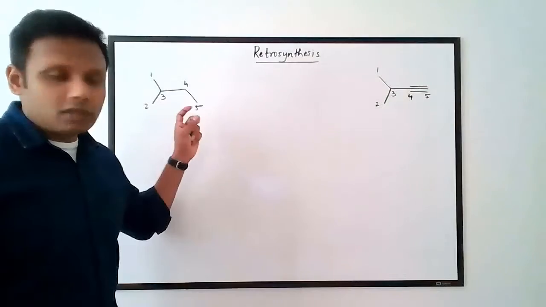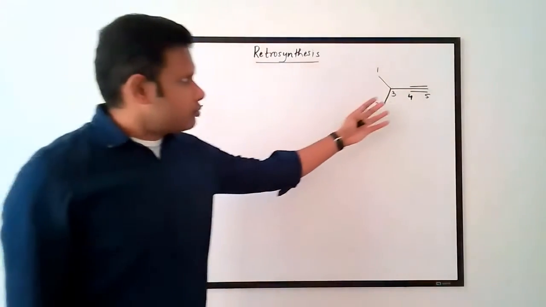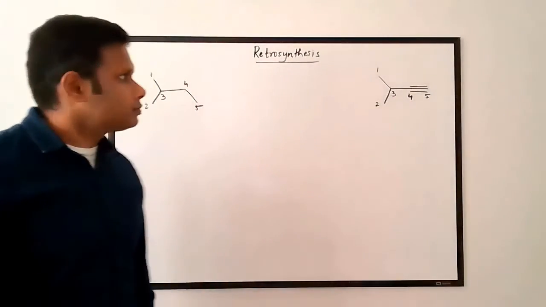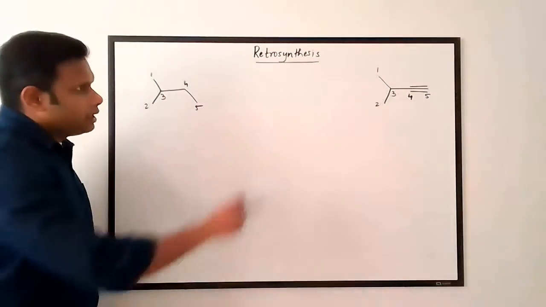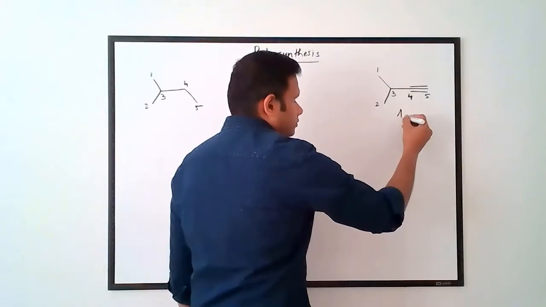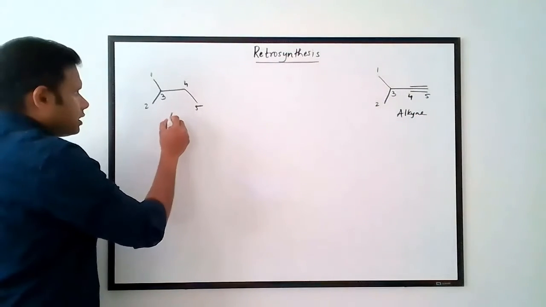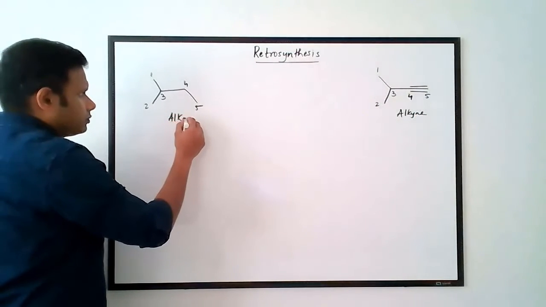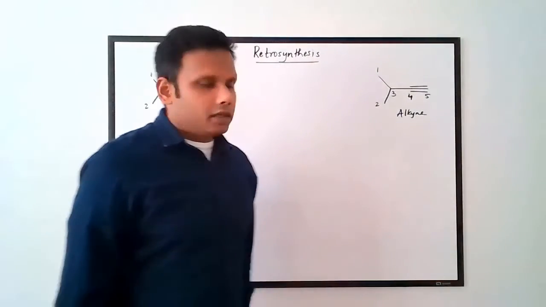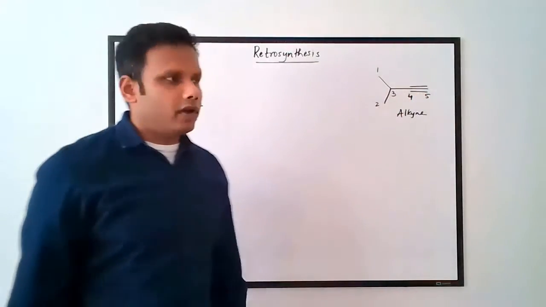My starting material is an alkane. There is no functional group actually here. Whereas my product has a triple bond in it. So it's an alkyne. And this is an alkyne, and this is an alkane. Now the alkyne, or the triple bond, is between carbons 4 and 5.